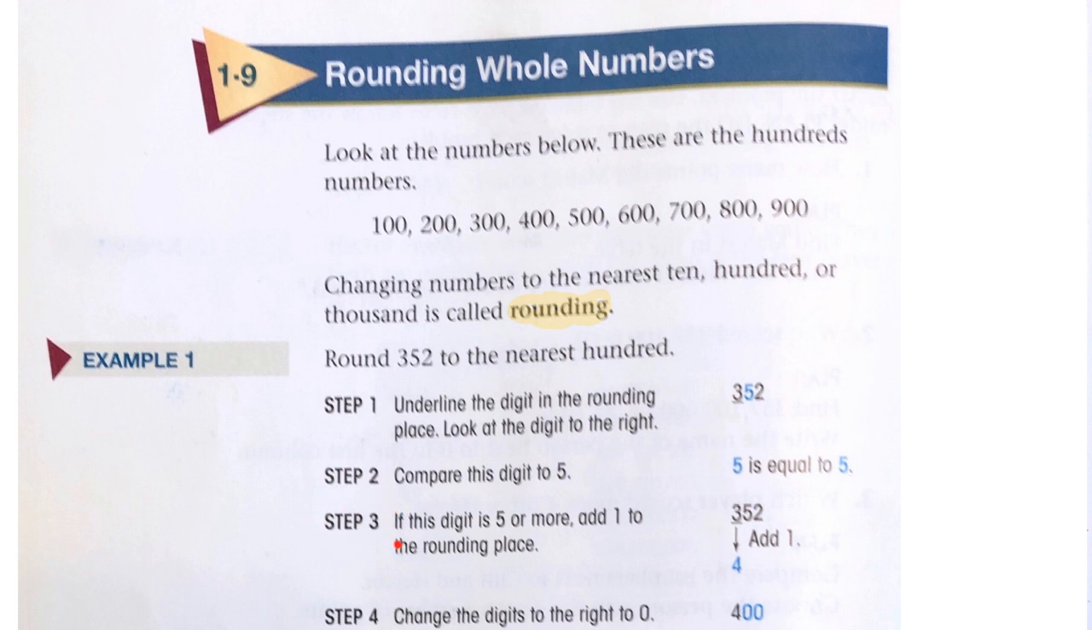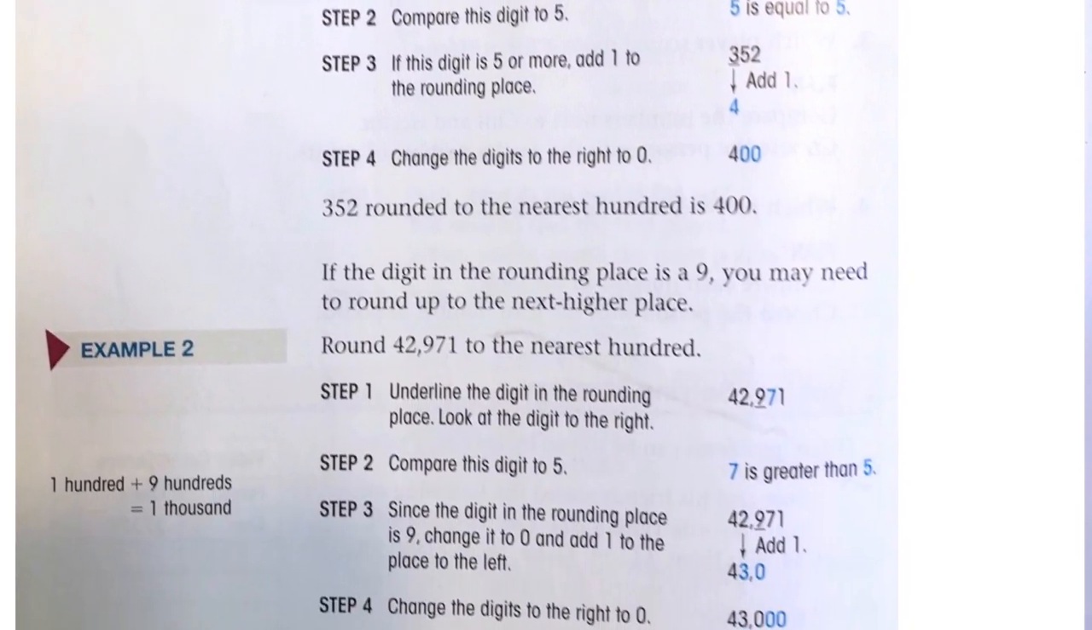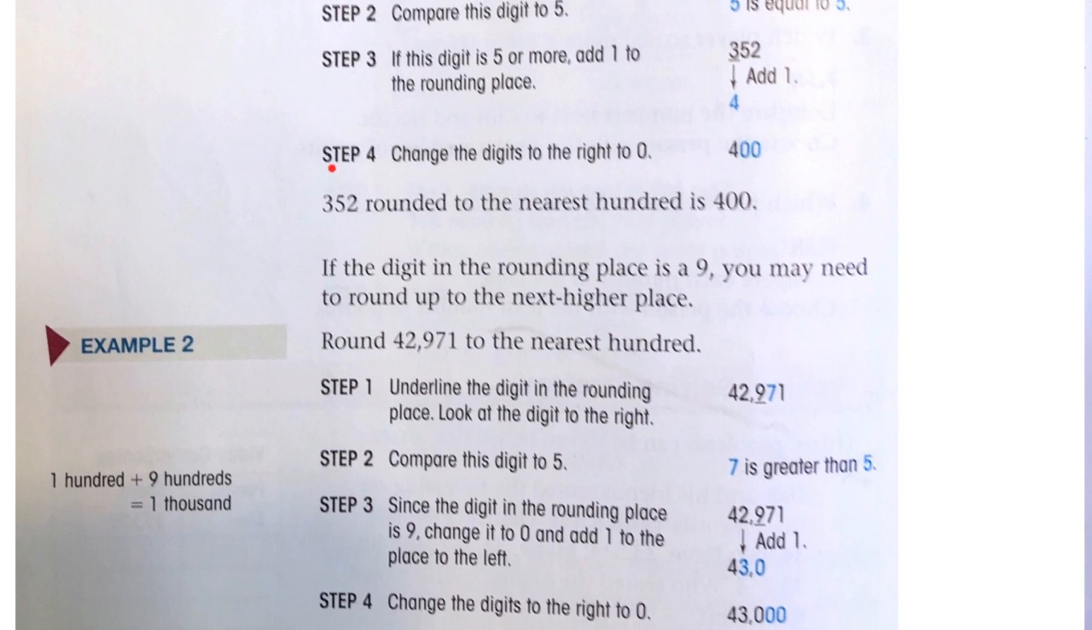Step 3. If this digit is 5 or more, then add 1 to the rounding place. So 5 is equal to 5, so we need to add 1 to the rounding place. So 3 add 1 is 4. Step 4. Change the digits to the right of 4 to 0. So 400. 352 rounded to the nearest 100 is 400. If the digit in the rounding place is 9, you may need to round up to the next higher place.